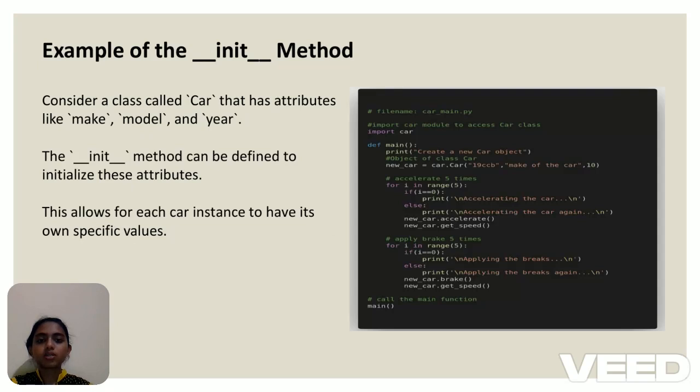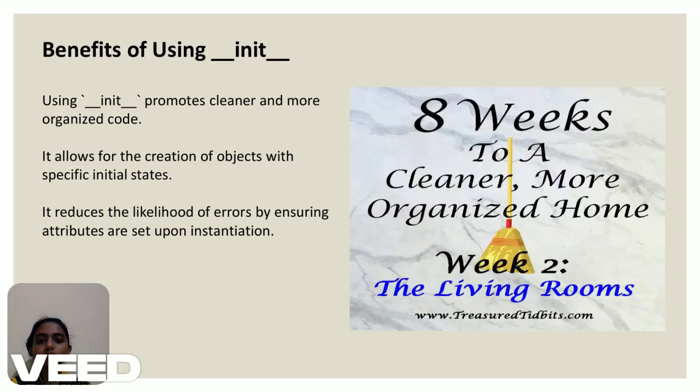Example of the init method. Consider a class called Car that has attributes like make, model, and year. The init method can be defined to initialize these attributes. This allows each car instance to have its own specific values.